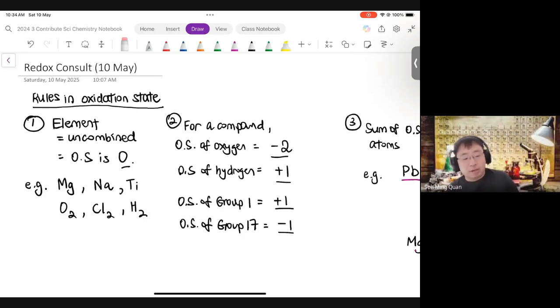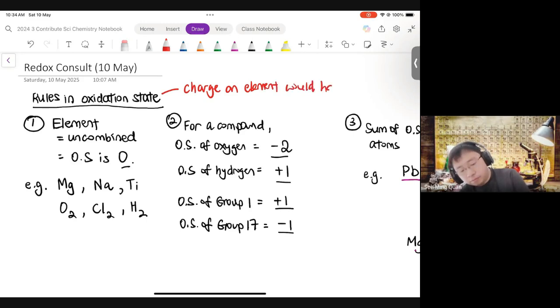Now, you need to know what oxidation state is. Oxidation state is basically a concept that we invented to imagine what charge an element would have. So we are trying to imagine what charge it could have. Is it 2+, or is it +, or is it minus? We're looking at charge. Of course, not everything has charge.